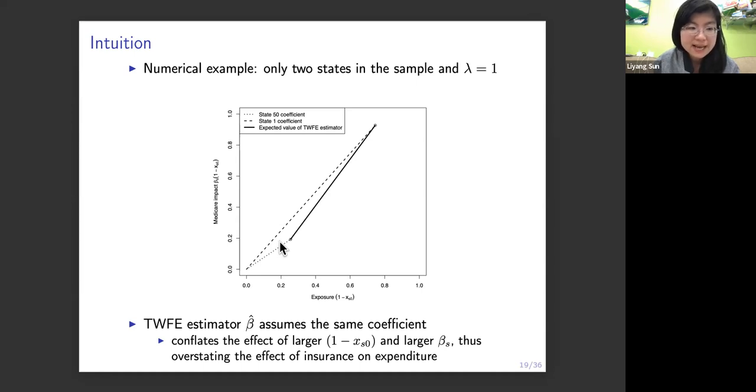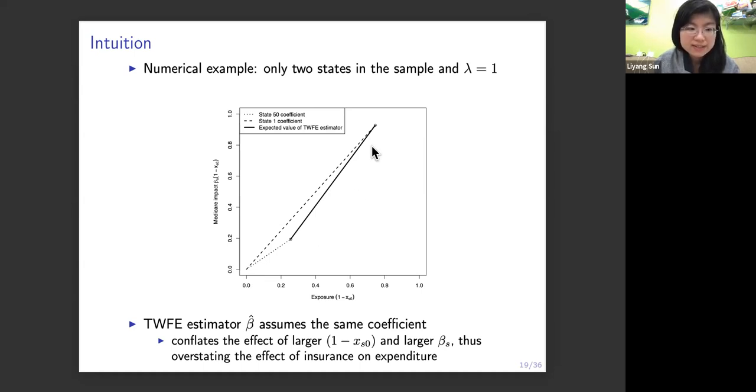The two-way fixed effects estimator, however, is based on the assumption that the slopes are the same for these two states. So to estimate the average slope, it tries to back out the slope by only adjusting for the difference in exposure of the two states. And in the paper, we show that it will have an expected value that corresponds to the slope of the line that traces the overall impact of Medicare on expenditure across two states.